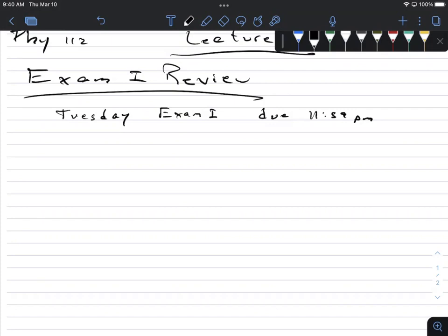Download it in the morning, work it out. Since we won't be meeting for class on Tuesday, you could just work it while we would be having class and submit it. Or if you want to wait, maybe you're on campus and you want to wait till you get back home, that's perfectly fine too. You have the whole day to do it. And so there's very little excuse for not being able to turn it in on time.